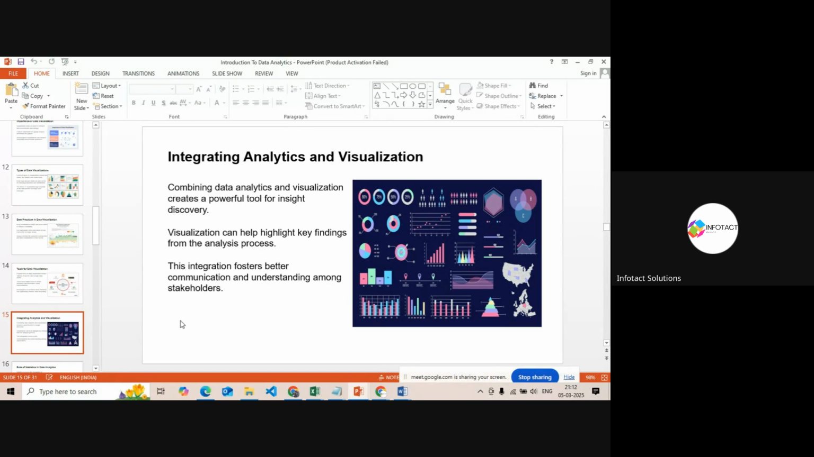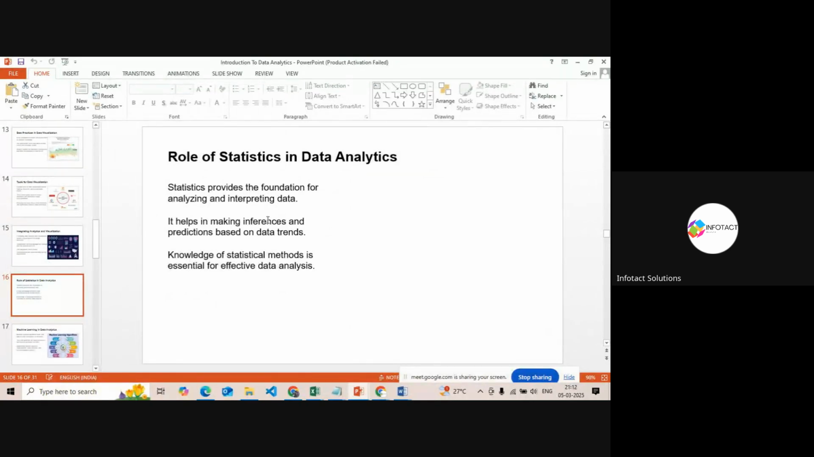Integrating analytics and visualization means combining the two. Both data analytics and visualization are crucial in various domains, including business, healthcare, finance, marketing, and research, and they drive better decision making and improve efficiency. Visualization can help highlight key findings from the analysis process, and this integration fosters better communication and understanding among stakeholders.